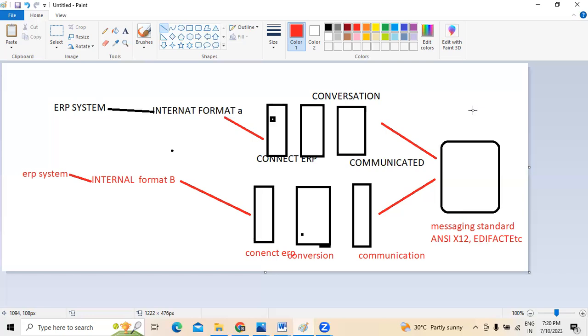Understood? This is what we call EDI mapping. Clear?